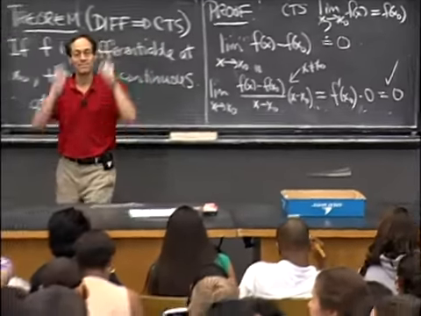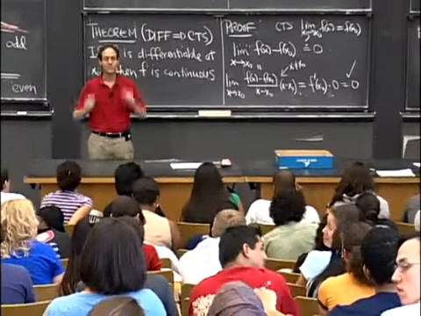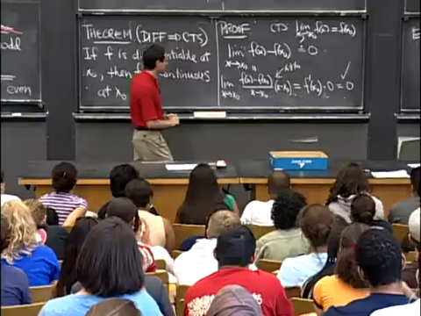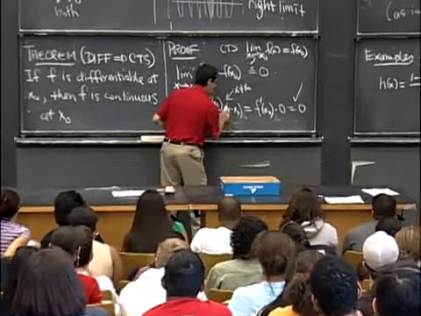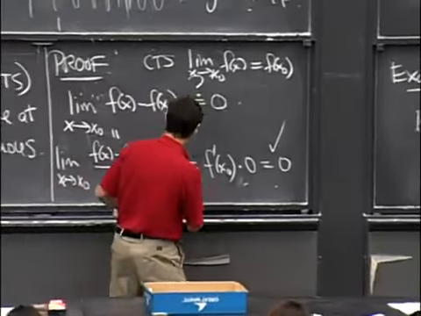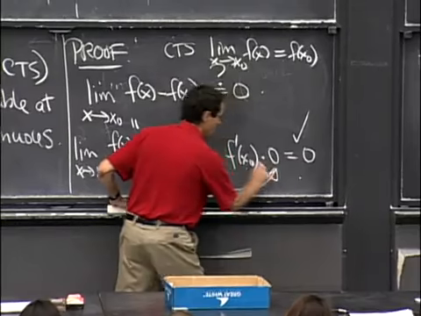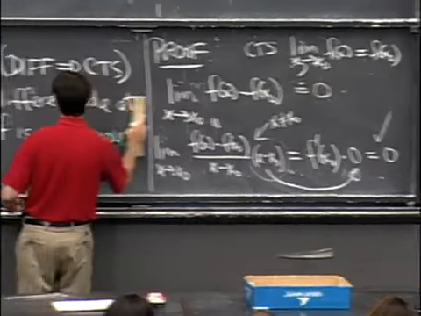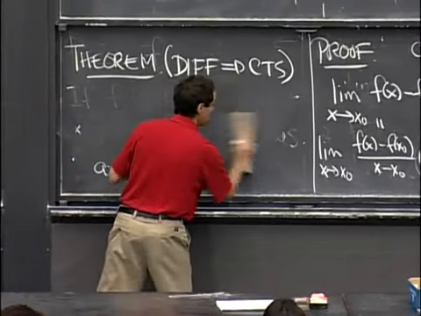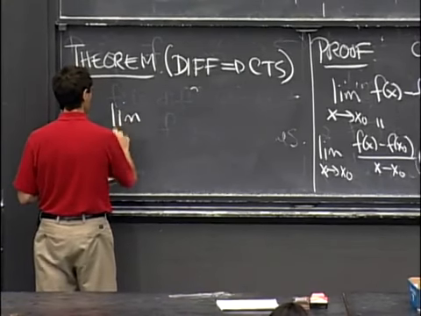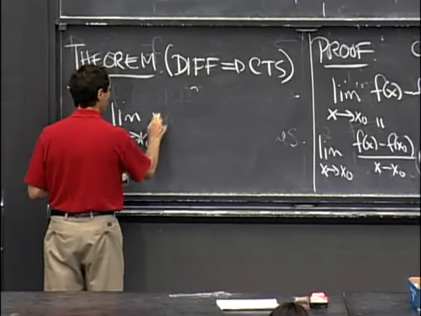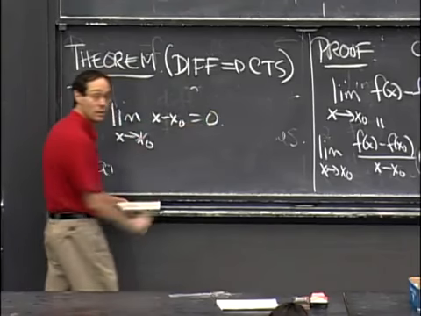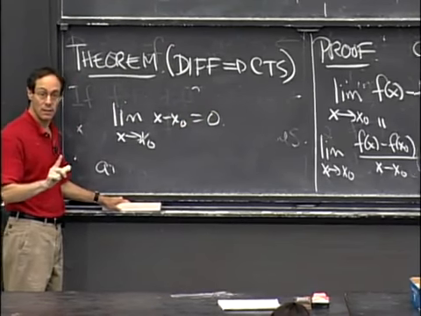Last question. How did we get the 0 from x minus x0? So the claim that's being made is that this is tending to that. I'm going to have to erase something to explain that. So the claim is that the limit as x goes to x0 of x minus x0 is equal to 0. That's what I'm claiming.